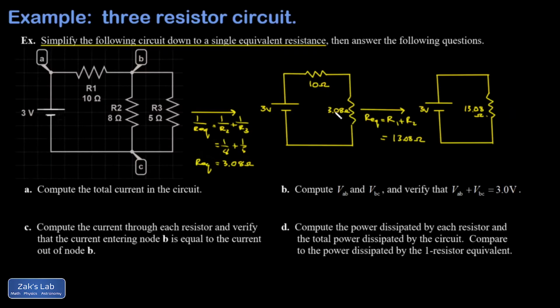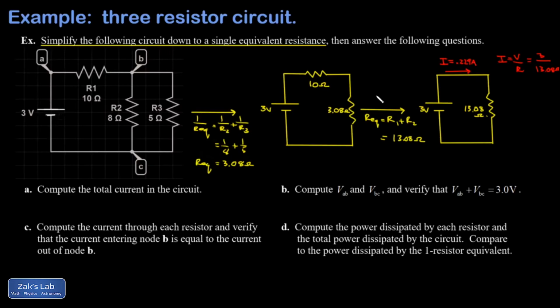Once I get my circuit boiled down to a single resistor, it's really quick to find the total current. So I'm just using Ohm's law for this, and I'm going to say I equals V over R. And this equivalent resistance has a potential difference of 3 volts across it, and R is 13.08 ohms. And I find that my total current is, just keeping 3 sig figs, 0.229 amps.